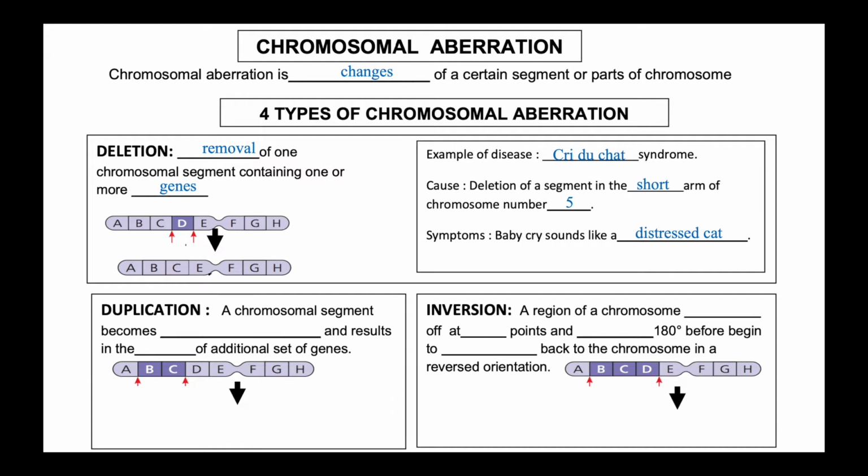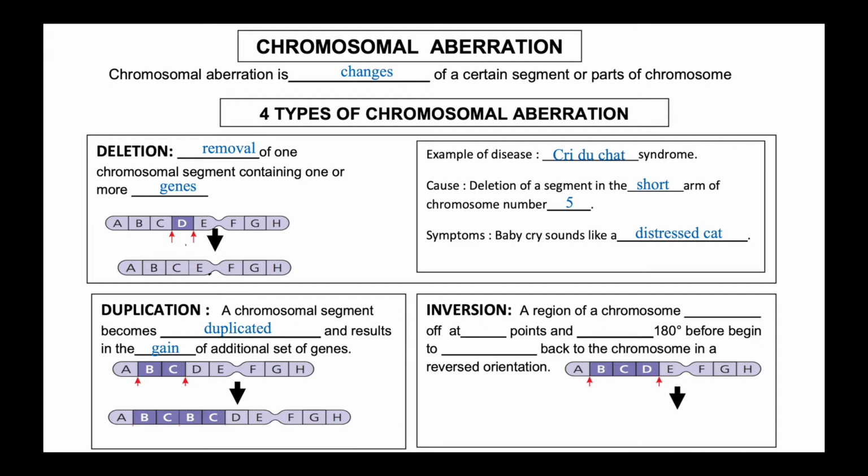The second type of chromosomal aberration is duplication. Duplication refers to when a chromosomal segment becomes duplicated and results in the gain of an additional set of genes. For example, it is marked in the chromosome that segment B and C is to be duplicated. After mutation has taken place, the chromosome will appear as follows, having the segment A, B, C, B, C, D, E, F, G, H.